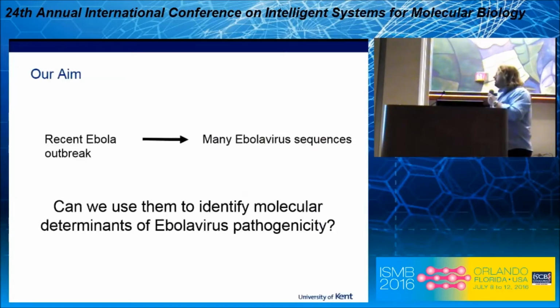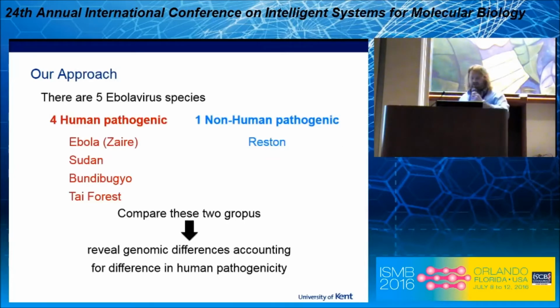So we took this basic idea that in this outbreak there were many Ebola virus genomes sequenced. Can we use information present within those genomes to identify molecular determinants of Ebola virus pathogenicity? What are the amino acids that make Ebola virus so highly pathogenic?